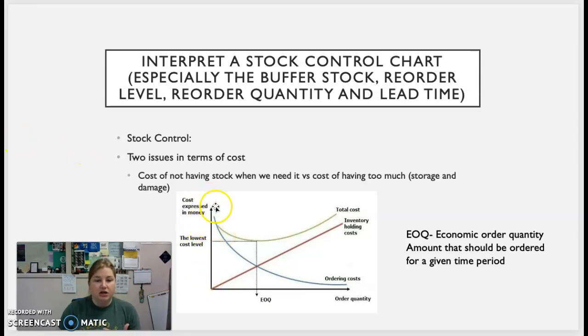So if we're looking at the chart, we've got cost and we've got quantity, and these are our ordering costs. The bigger the quantity is, the lower the cost is. This is the cost of inventory holding, so that's always going to stay constant. And the green one here is the total cost. So right here at the bottom of that total cost line, where inventory holding costs and ordering costs meet, is our EOQ, our economic order quantity. That's the amount that should be ordered for a given period of time, because at this point, costs go back up. Before that, costs are coming down. So that's where we want to order.